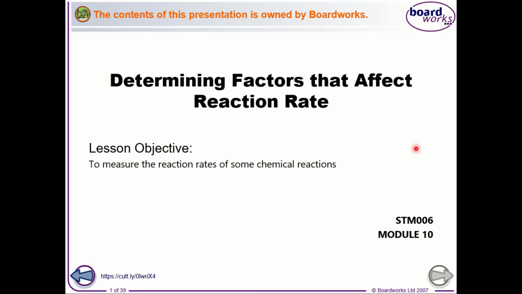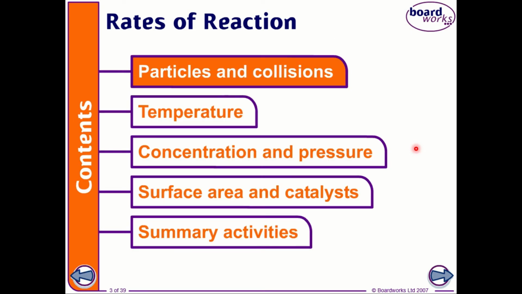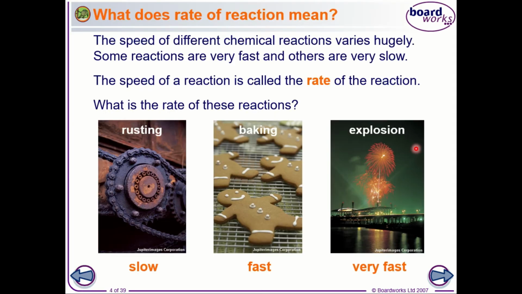Good day class, this is Sir Kenny and we are going to discuss determining factors that affect reaction rate. This is STM006 or General Chemistry 2, Module number 10. Before we begin, let us have our lesson objective. At the end of this lesson, you can say that yes, I can measure the reaction rates of some chemical reactions. These are the topics that we are going to discuss: the particles and collisions, temperature, concentration and pressure, surface area and catalyst, and then we will have a summary activity.